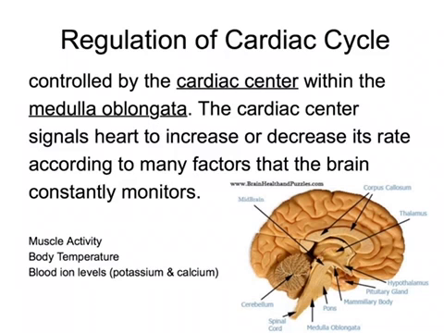Same thing with blood temperature, same thing with levels of potassium and calcium. Sometimes the heart has to increase its rate or decrease its rate because of something that's happening inside the body. And what tells it to do that is the cardiac center within the brain, which is more specifically located within the medulla oblongata.